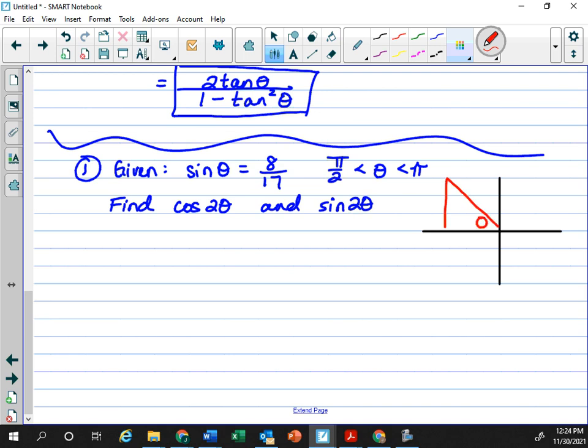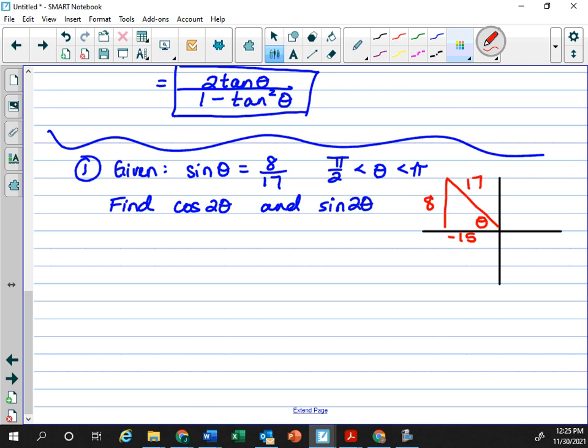So here's theta. Sine of theta is 8 over 17. So I know opposite is 8, hypotenuse is 17. Guys, this is actually a Pythagorean triple as well. Does anybody know the other side? 15, yes. And will it be positive 15 or negative 15? Good, okay. All right, so we've got our triangle set up.